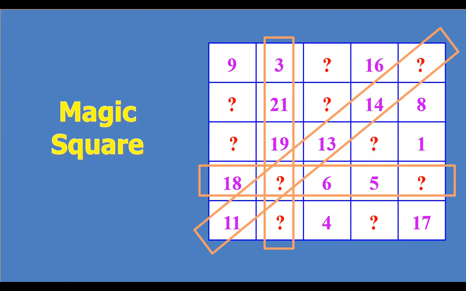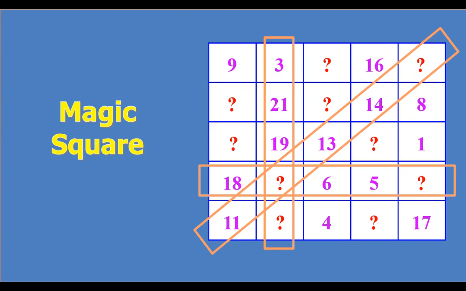In this, I'm going to present you a magic square. A magic square is a square having an odd number of rows and an odd number of columns. It can be a 3 by 3, or 5 by 5, 7 by 7, any size of the matrix.